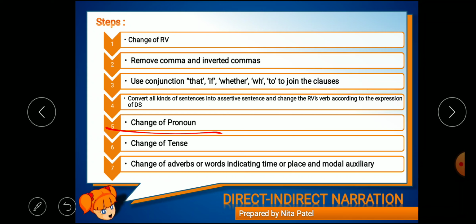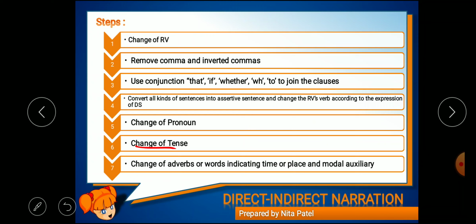Next step is the change of pronoun. I have told you there is a shortcut key: first, second, third. If a first person pronoun is there in the DS, we have to convert it according to the subject of RV. If a second person pronoun is used in the DS, then we have to convert it as the object of RV. And if third person pronouns are used in the DS, then there would be no change. 1 2 3 SON, son. This is our shortcut key for change of pronoun.